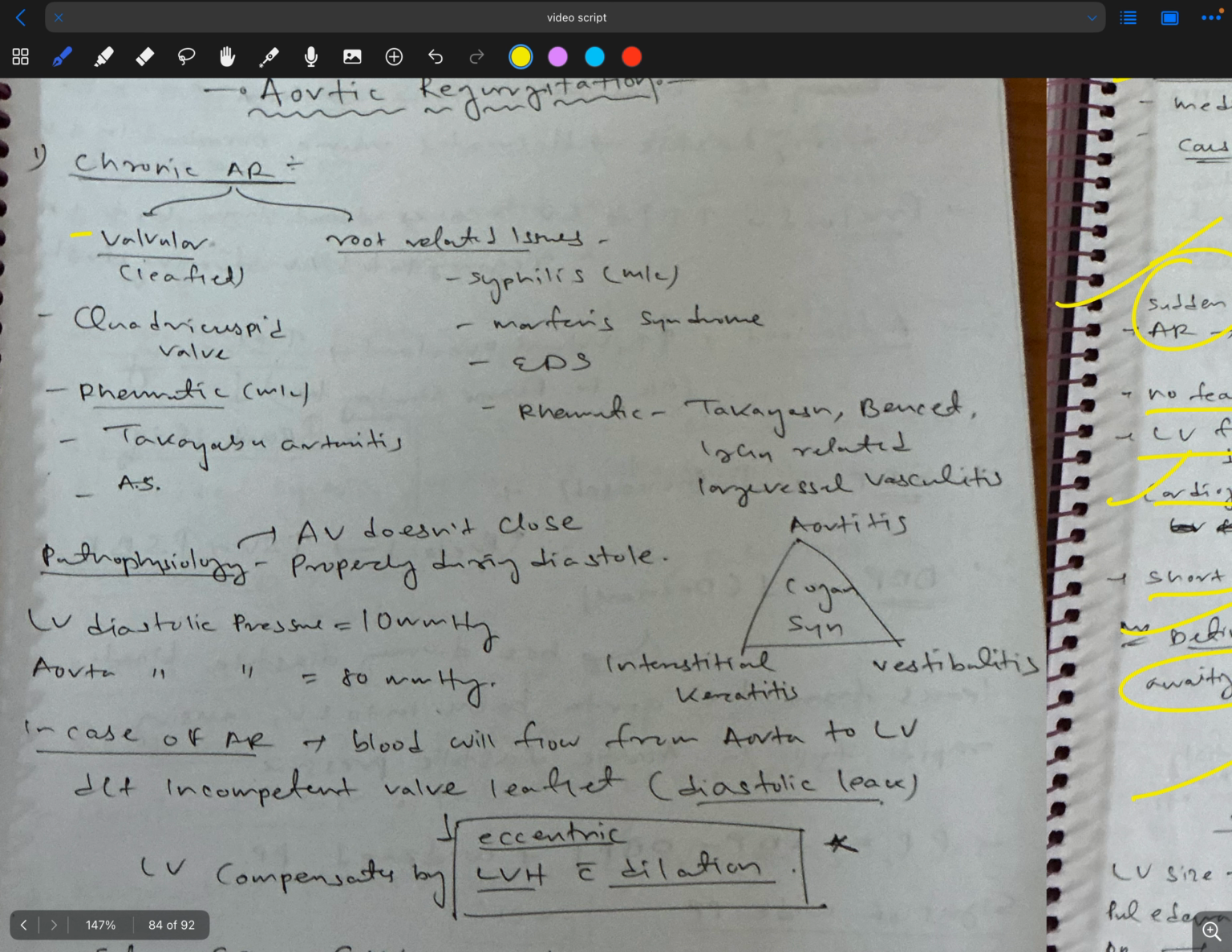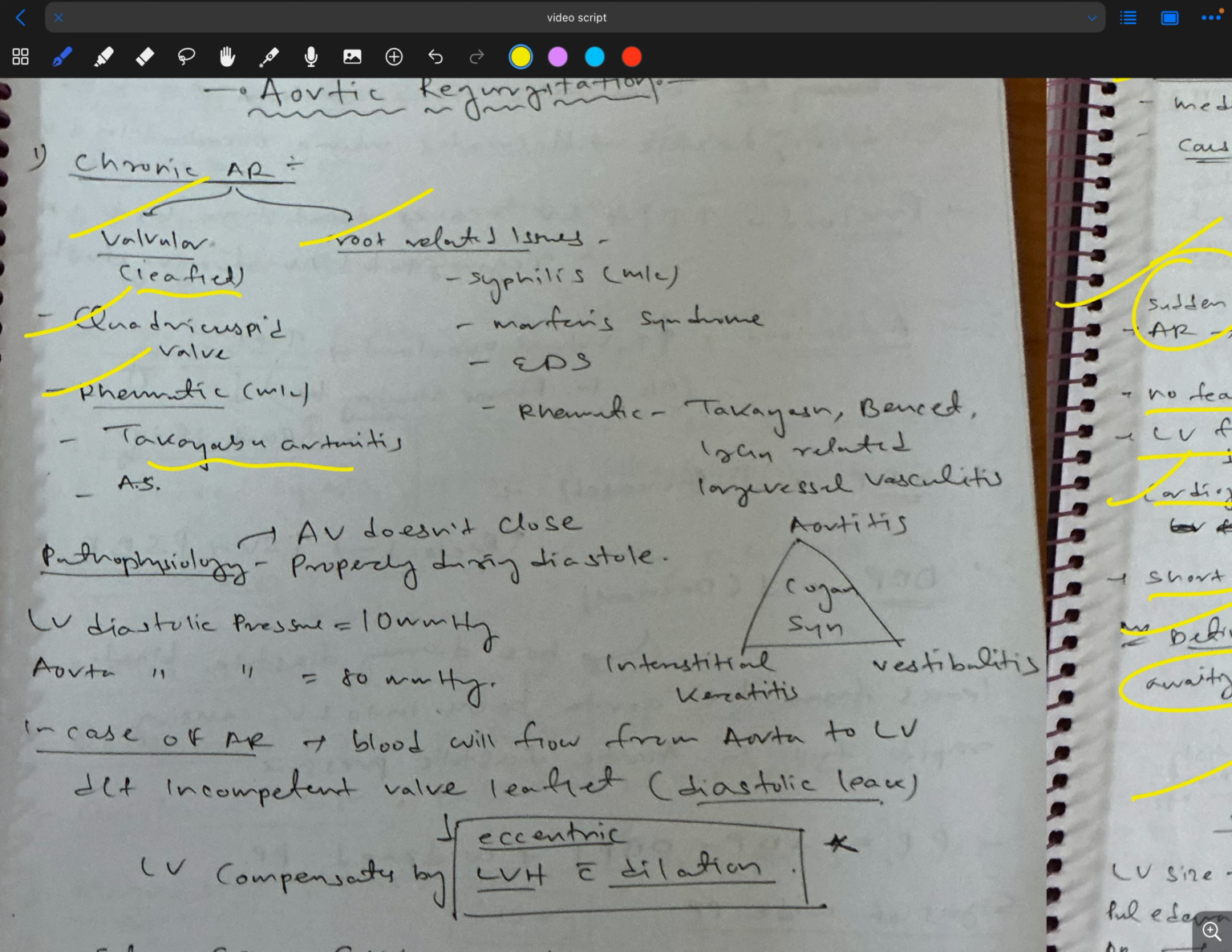Chronic AR can be due to a valve-related issue or a root-related issue. A leaflet-related issue can be a quadricuspid valve. I told you the quadricuspid valve is more prone to develop regurgitation. And rheumatic etiology: it can be due to rheumatic heart disease valve involvement. That is another cause of valvular involvement and a cause of chronic AR.